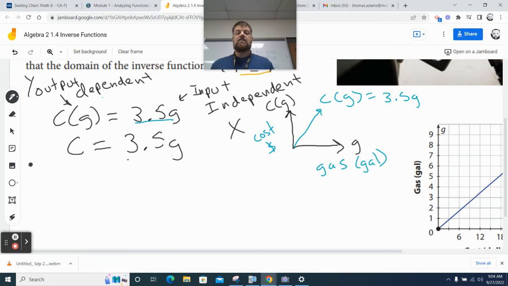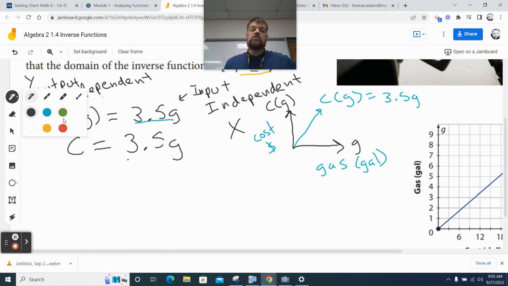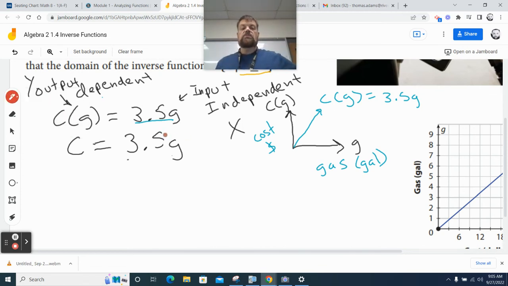Then what's the next step? I would solve for x, which is the independent variable. So in this case, what would I solve for? I'm going to solve for G. How do I solve for G? Divide by 3.5. Whatever I do on one side of the equal sign, I have to do to the other.